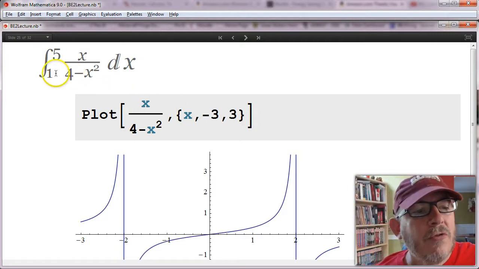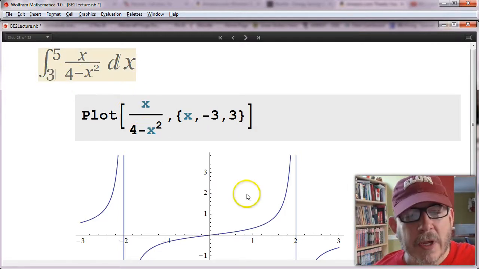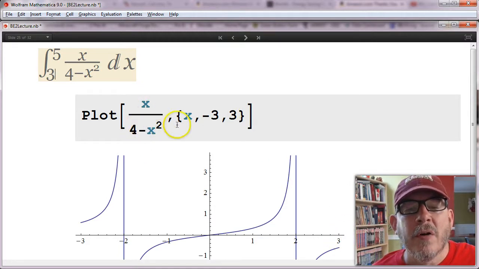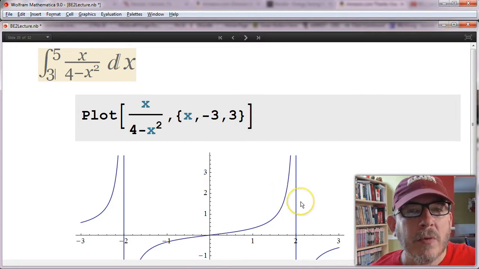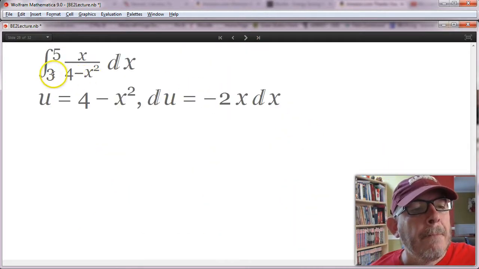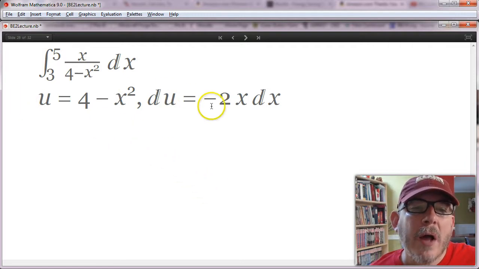So let's try 3. 3 avoids the problem. 3 to 5, everything's good down here. All is happy. It's a continuous function, so we know we can get the directed area between the curve and the axis. Okay, so let's see here. We've got this, and we know how to do this from last time. u equals 4 minus x squared, du equals minus 2x dx.